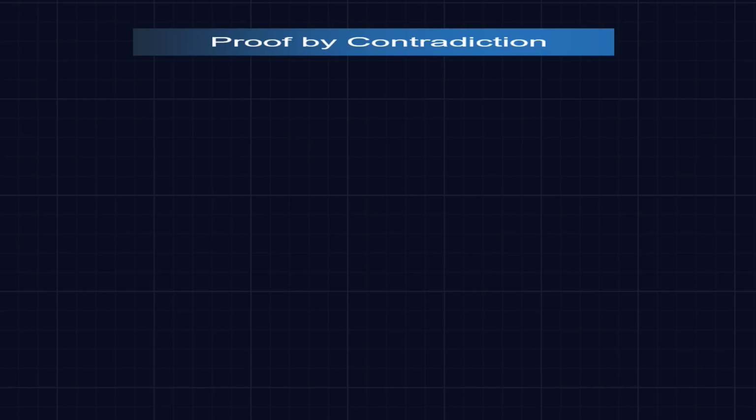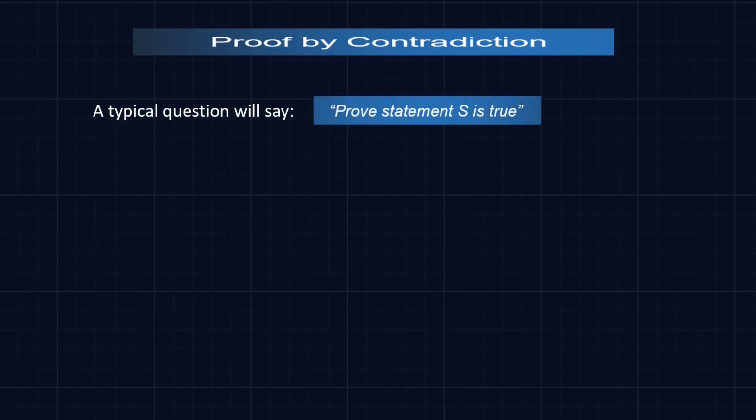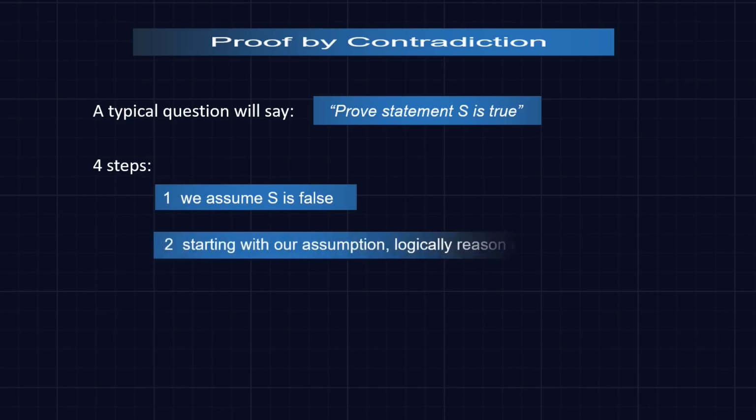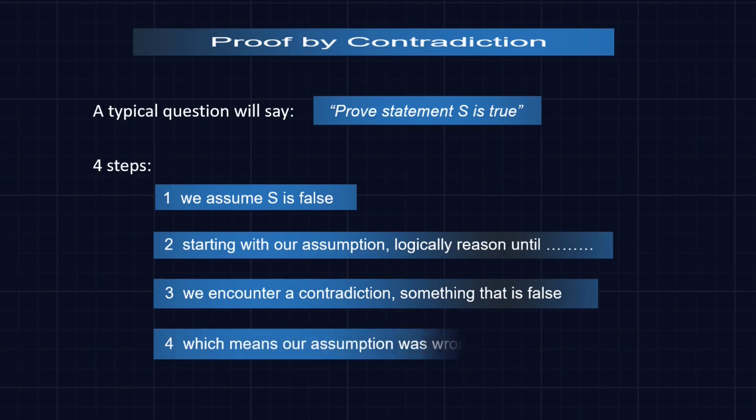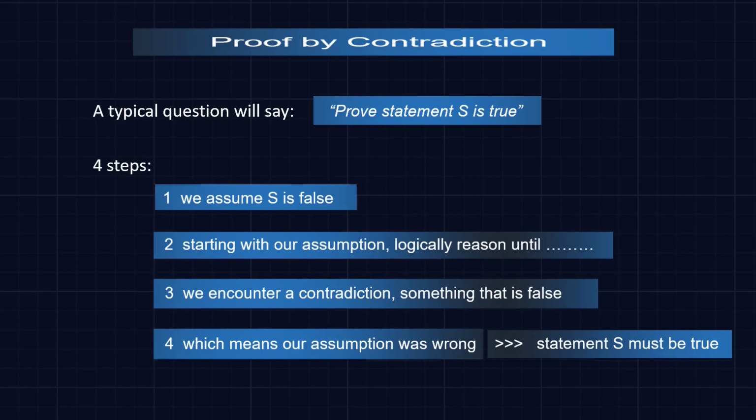The usual exam question will give us a statement, a proposition, and ask us to prove that it is true by contradiction. Our proof follows 4 steps, 4 stages. Step 1, we assume the statement is false. Step 2, we reason logically from our assumption until we come across a contradiction, something that is not true, which means we've arrived at stage 3. Step 4, we state our assumption must be wrong, which means the statement, the proposition, must be true.